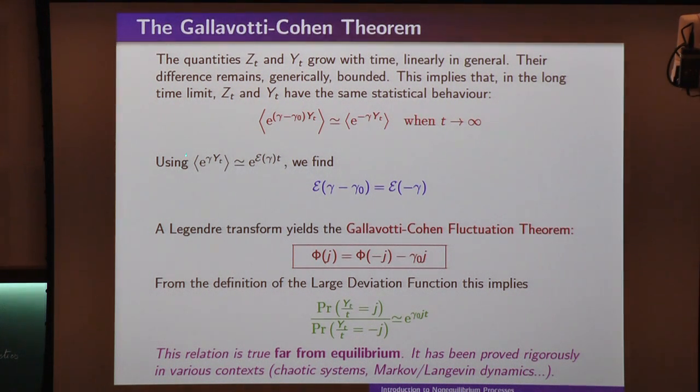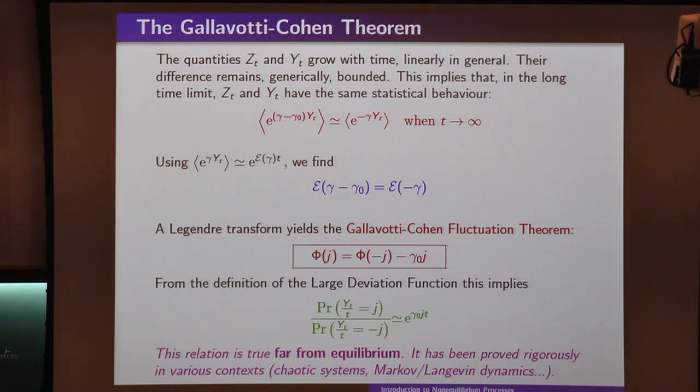But now there is a nice identity relation between this and large deviation functions. It's a Legendre transform. So instead of writing this relation, if you spell it out for the Legendre transform, you get the Gallavotti-Cohen relation. Okay, that's quite simple.